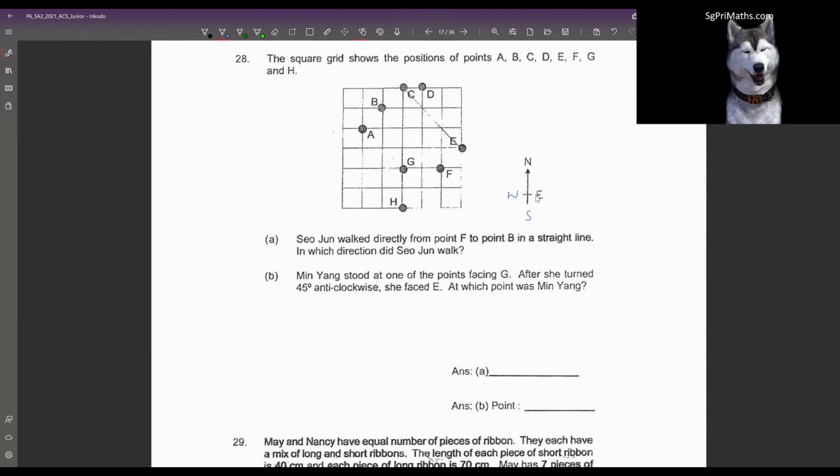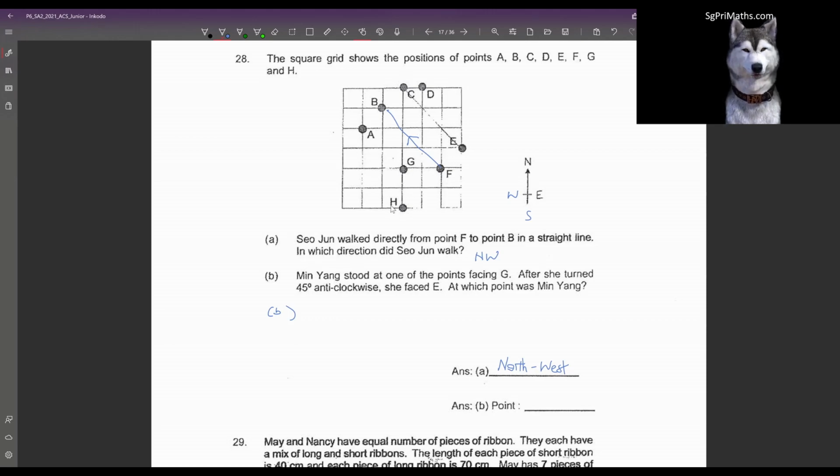South, west is here, east is here. Xiu Jun walked directly from point F to point B in a straight line. In which direction did Xiu Jun walk? So F to B is here, this way. So if this is north, this is west, it's northwest. So northwest, northwest.